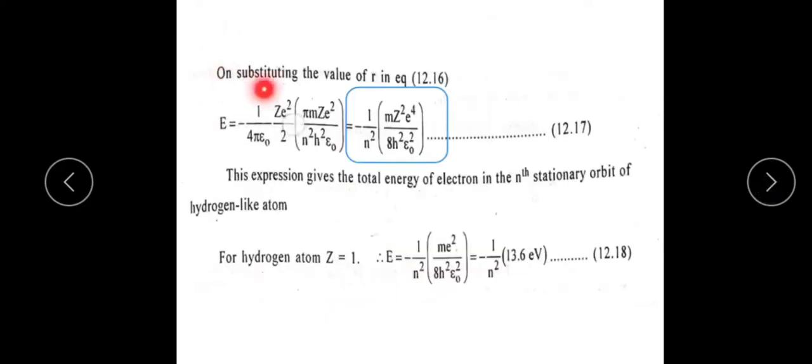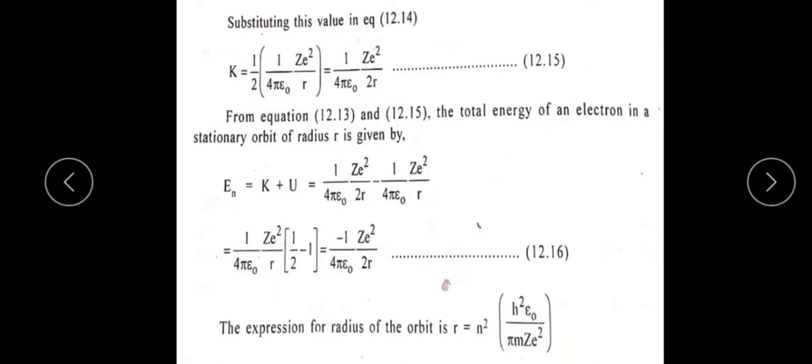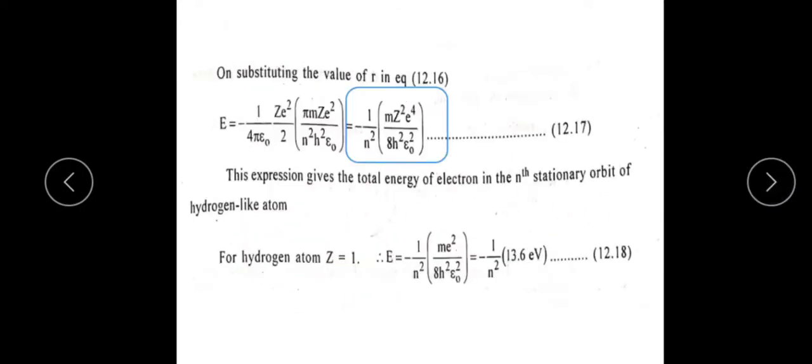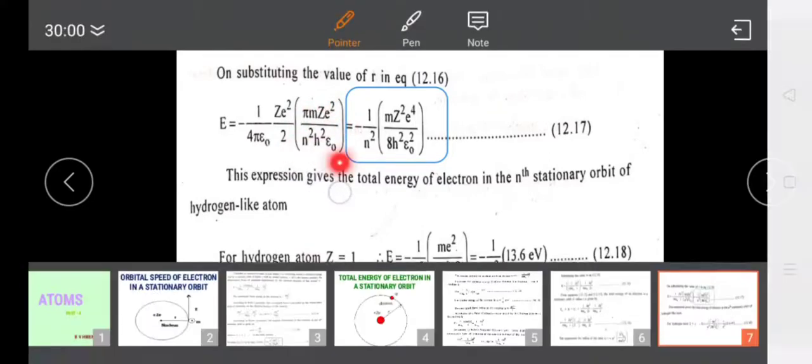On substituting this value in equation number 12.16, we get 1 divided by 4 pi epsilon naught Z square divided by 2, keep as it is. Instead of R, we write this value of R, that is n square h square epsilon naught divided by pi m Z square. But since R is in the denominator, it becomes reciprocal, hence pi m Z square divided by n square h square epsilon naught.